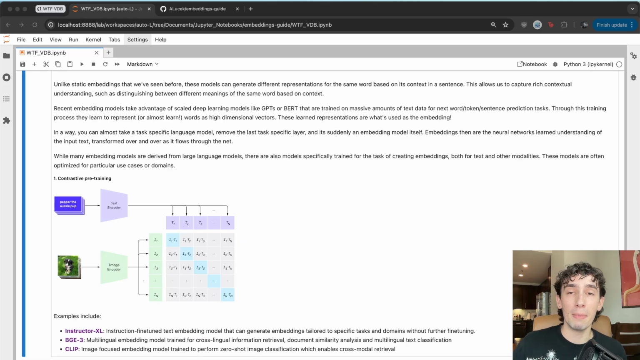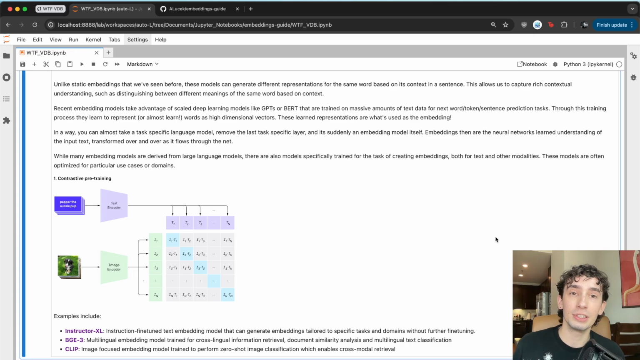And then, of course, models are also trained specifically for embedding and representing things as vectors. We've seen the OpenAI example right at the beginning, but they can also be specifically trained for different tasks. I've seen things like multilingual embeddings or Instructor XL, which can take in instructions alongside what you want to embed to create task-specific embeddings, and then also different modalities, embedding things like images and videos or audio files into these vector representations as well.